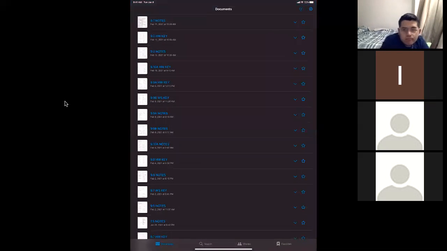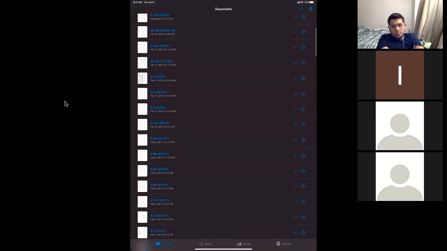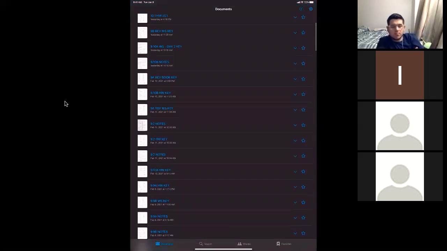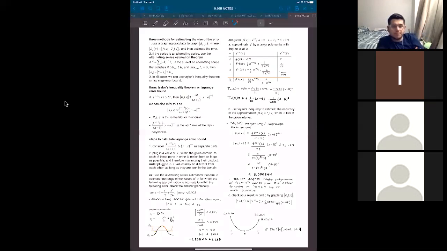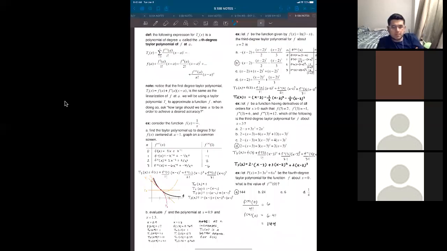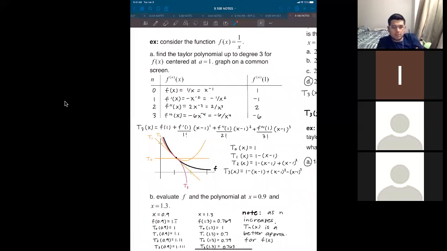And then finally, 9.10b, where is it? 9.10b notes. We're talking about Taylor polynomials. So it's basically the same thing. When we have 1 over x, again, this one you use the chart, plugged in, this is centered at 1, went straight to the series.